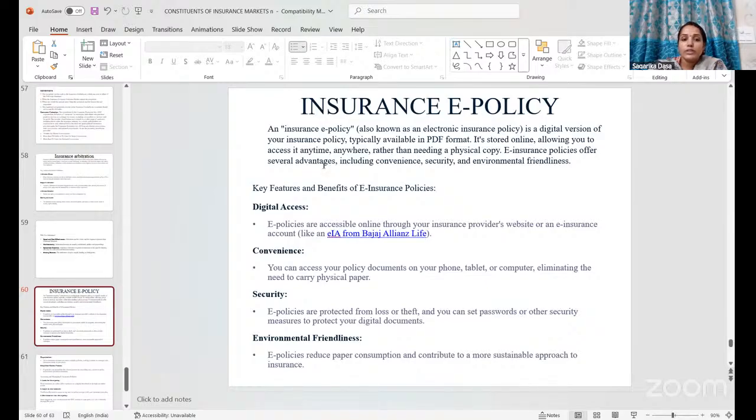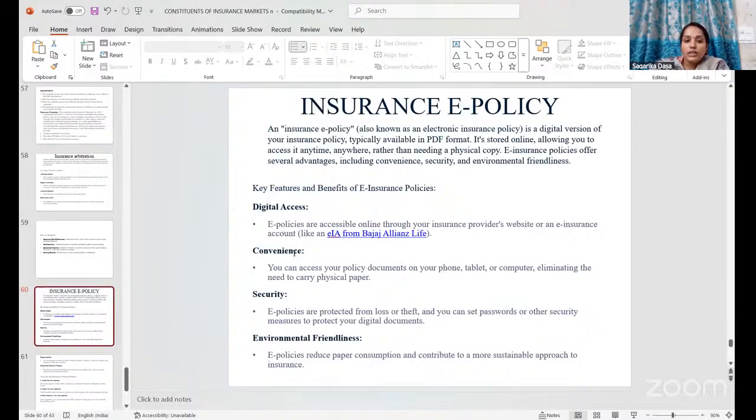E-policies often have several advantages, including convenience, security, and being environmentally friendly. The key features and benefits of e-policy: the first one is digital access. E-policies are accessible online through your insurance provider website or insurance account. At any point of time, you can have access to the insurance policy.